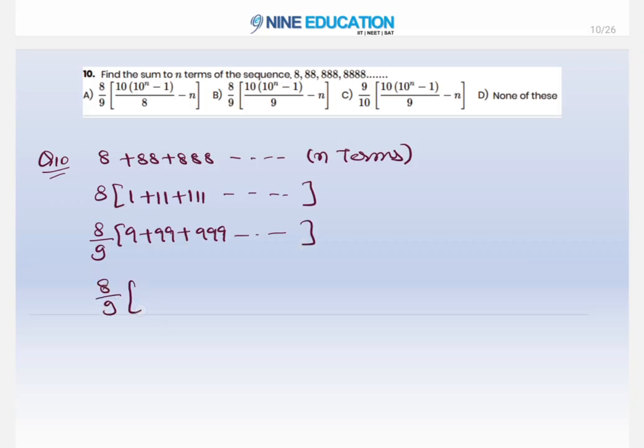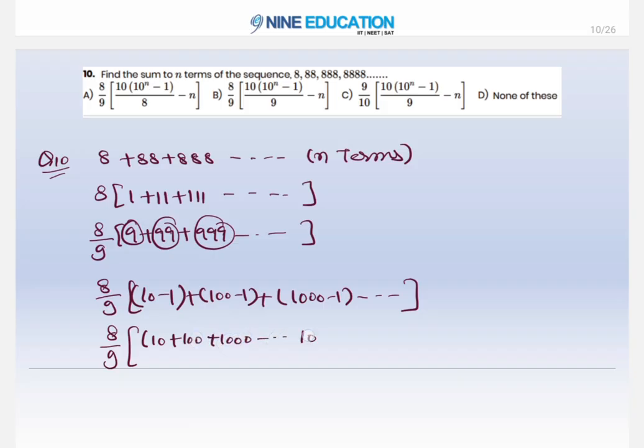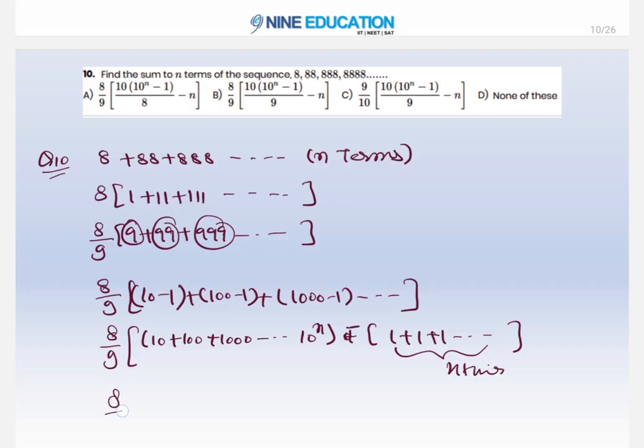Now this particular 9 can be written as 10 minus 1. 99 can be written as 100 minus 1. 999 can be written as 1000 minus 1, and so on. Now just take all the powers of ten in one bracket. The last one will be 10 to the power n for sure, and this is minus 1 plus 1 plus 1, n times. So this is minus n.